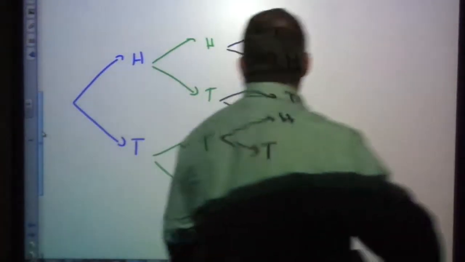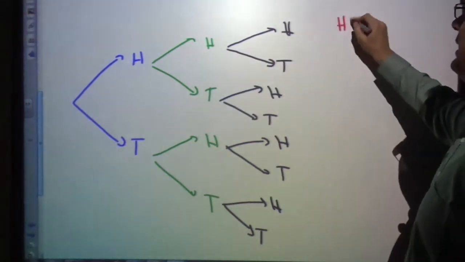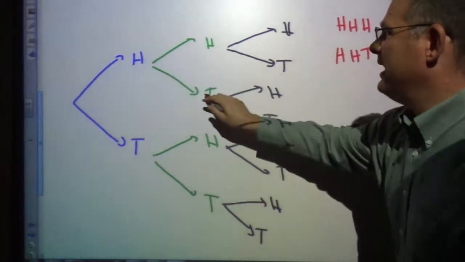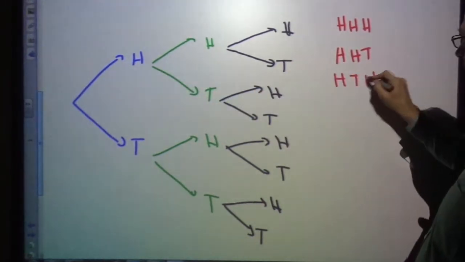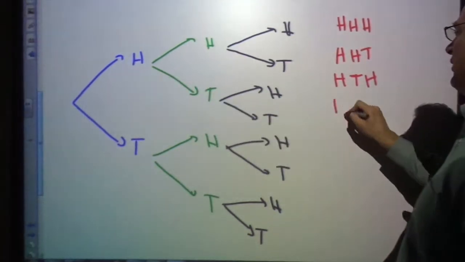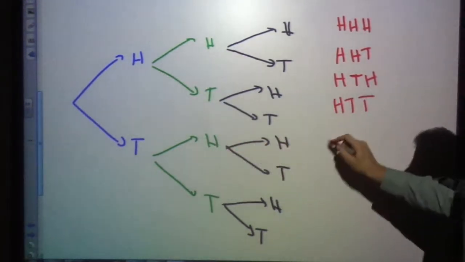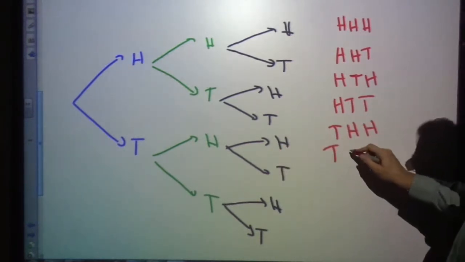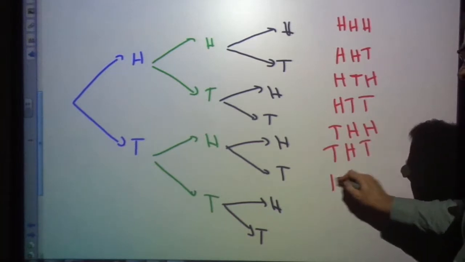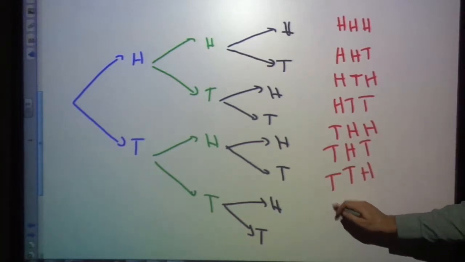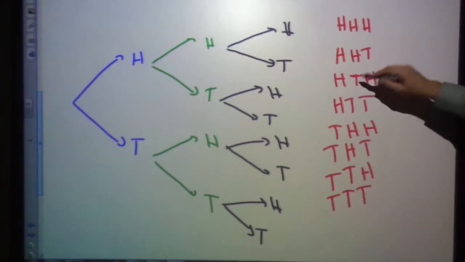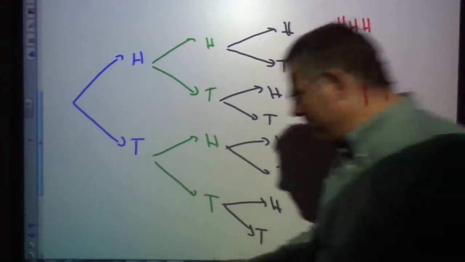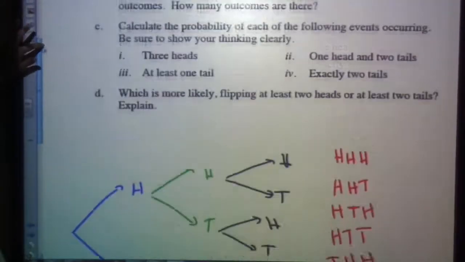So my overall sample space here is it could be heads, heads, heads; heads, heads, tails; heads, tails, heads; heads, tails, tails. See, this just helps me to organize all the possibilities. Tails, heads, heads; tails, heads, tails; tails, tails, heads; and tails, tails, tails. 1, 2, 3, 4, 5, 6, 7, 8. These are the 8 things that are in the sample space. Now we can answer the questions.